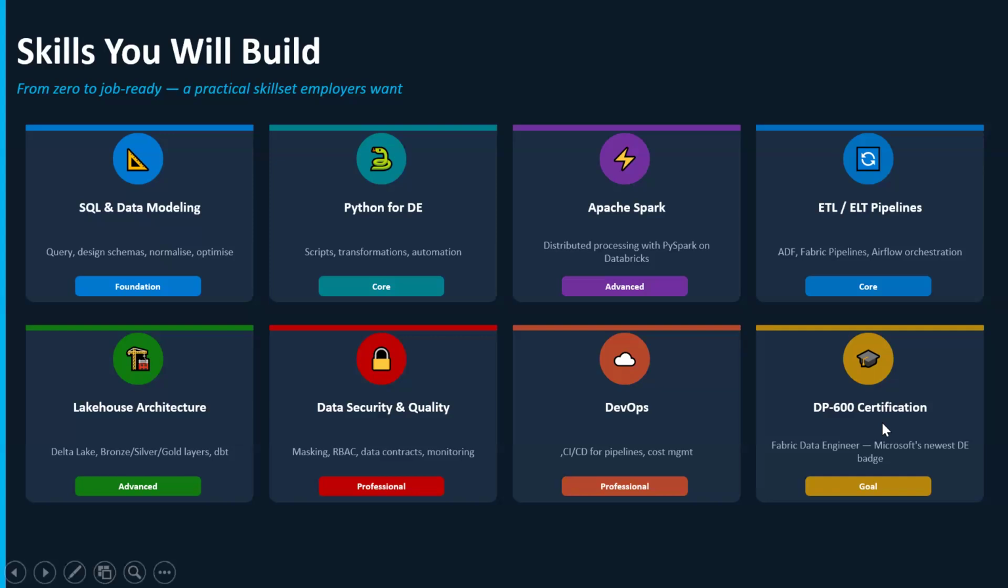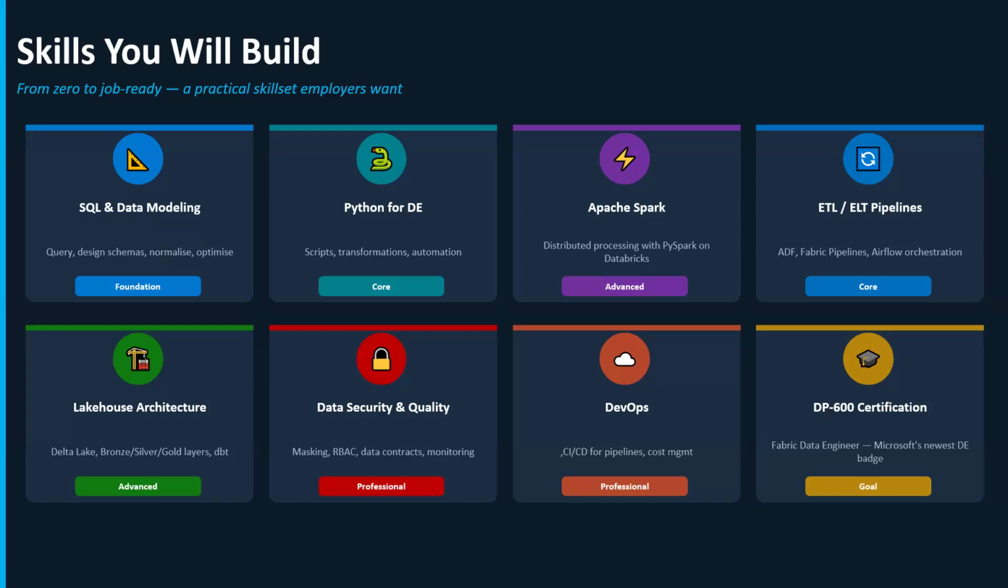And of course, as part of this, I'll be talking on and off about the DP600 certification. If you learn all these things and put in some additional effort reading some theory, then you can crack even the DP600 certification, which is called Fabric Data Engineer. Earlier there used to be DP-201, DP-203, Microsoft Certified Azure Data Engineer 1 and 2. Now everything has got merged.